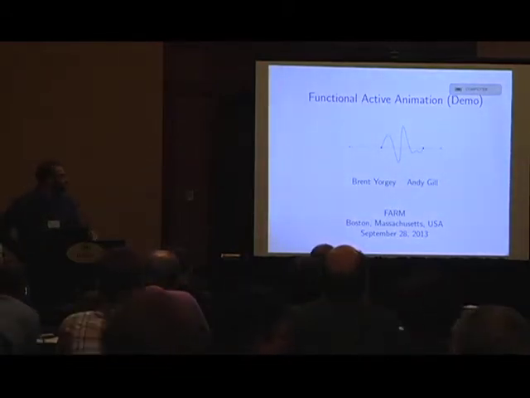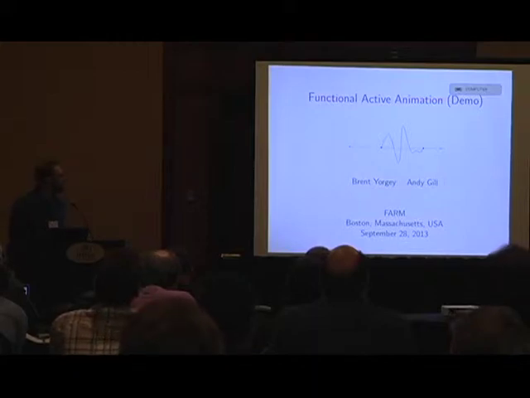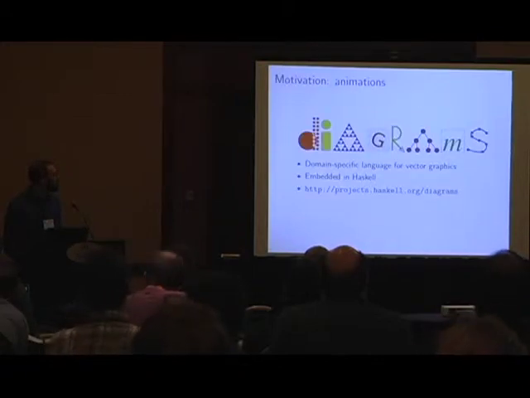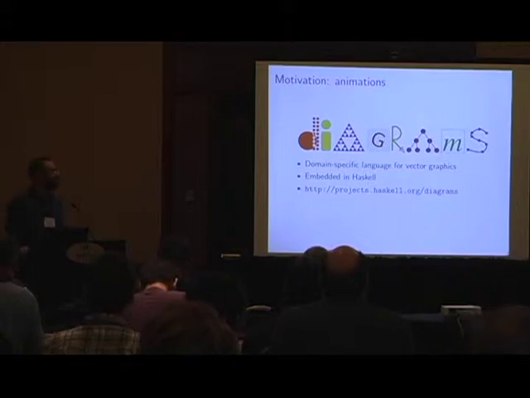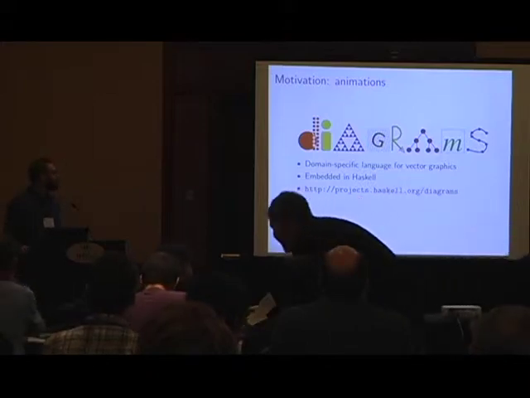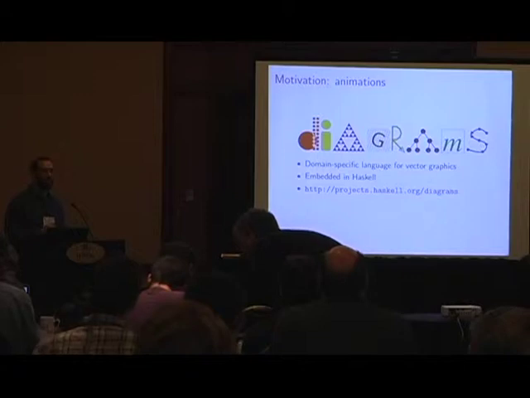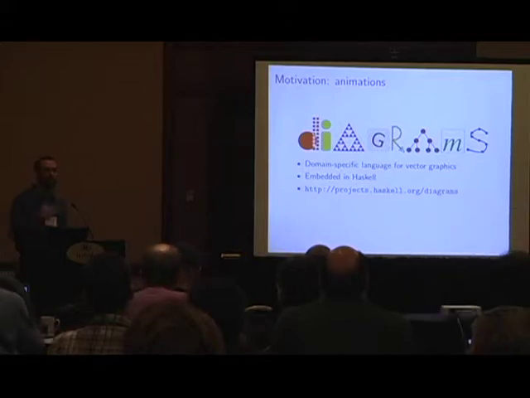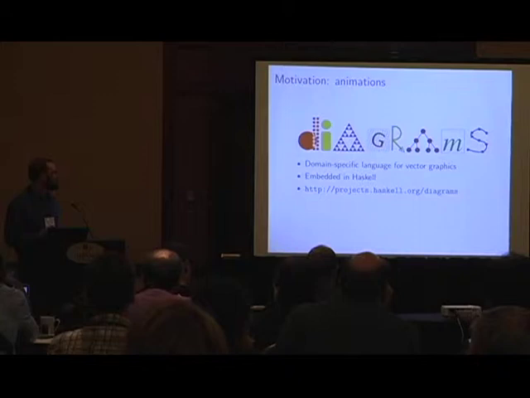So this is joint work with Andy Gill at KU, and our motivation for this. I have this domain-specific language called diagrams, which is for creating vector graphics. It's embedded in Haskell, so you write Haskell programs to describe the images you want, and it can render them. I've just put the URL up there in case people are interested.